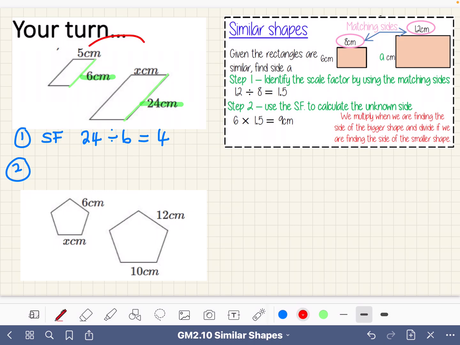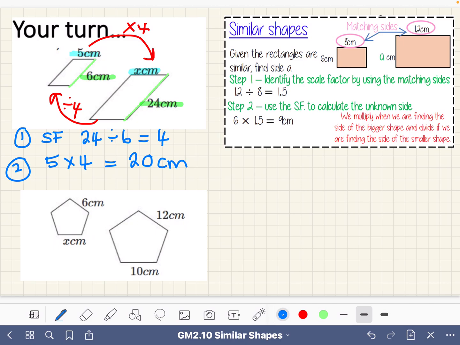So if I'm going from a small shape to a bigger shape, I would multiply by 4. If I'm going from the big shape to the small shape, I would divide by 4. In this case, I am trying to work out what the bigger side is based on what I know about the smaller shape, which means I'm taking the 5 and multiplying it by 4 to get my value of X. So 5 multiplied by 4 gives me a side of 20 centimetres.